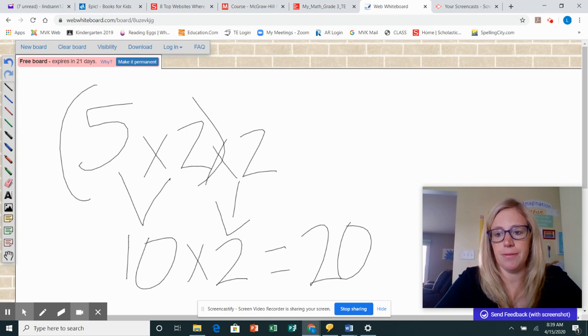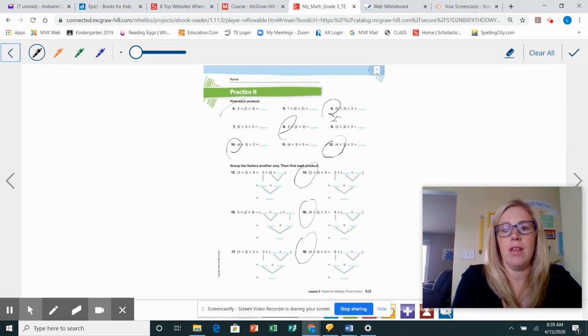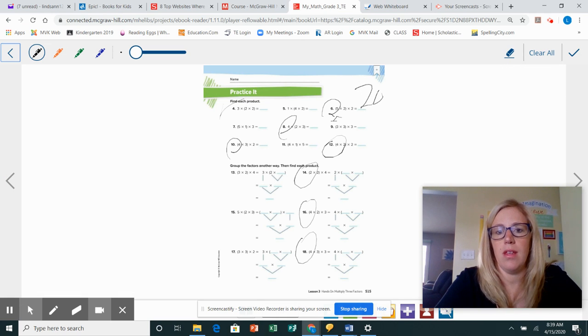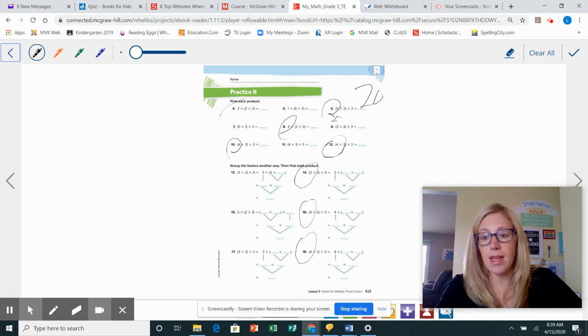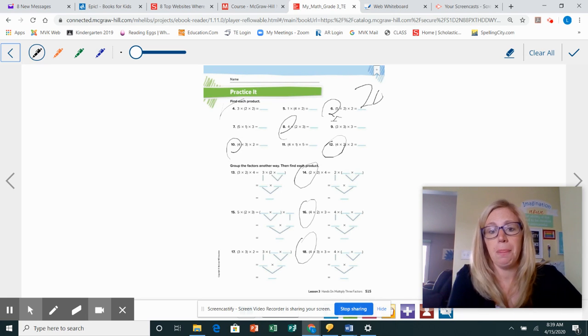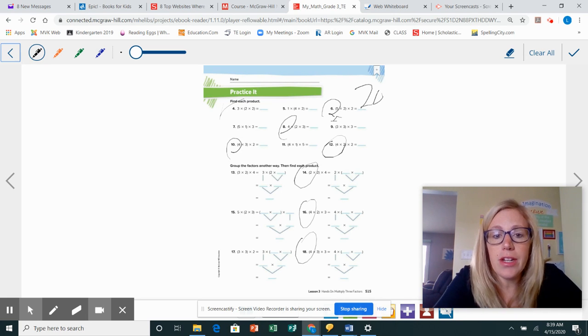20 is my answer. Okay. You're going to practice 4, 10, and 12. I'm going to post the answer key too so you can check your work. Now, down here, you have to group the factors another way and then find each product.